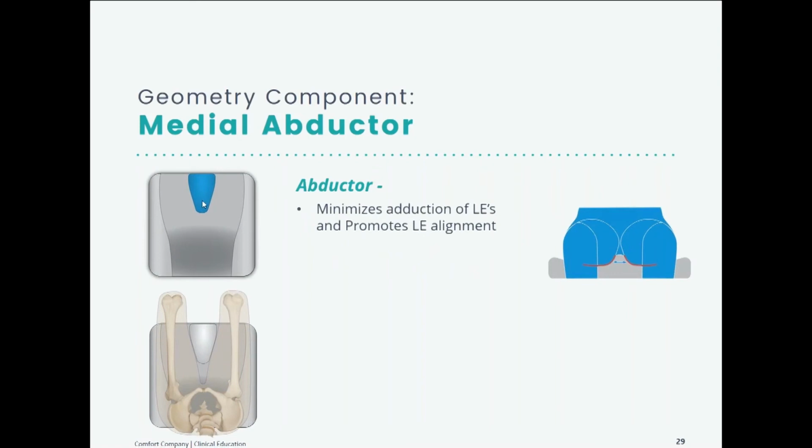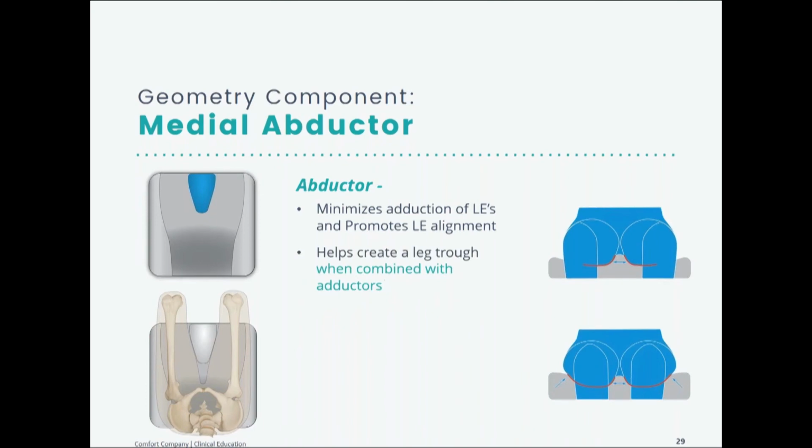So those abductors, again, are going to prevent someone's knees from coming together. It goes right in between the legs and prevents the knees and the legs from coming into midline, helping to promote lower extremity alignment. And when it's used in combination with the adductor, you can see it makes a nice little leg trough for the legs to lie into and make sure we have optimal midline alignment of the lower extremities.